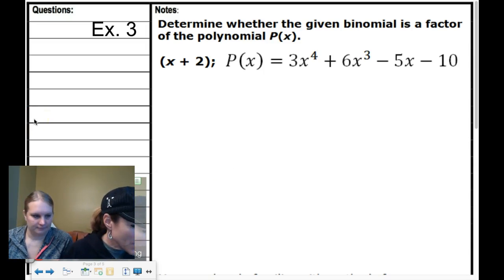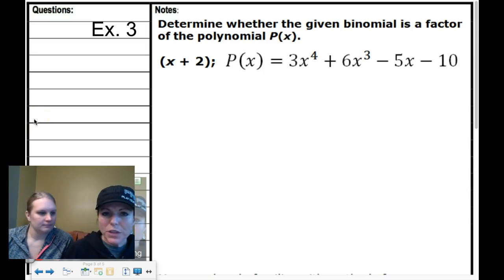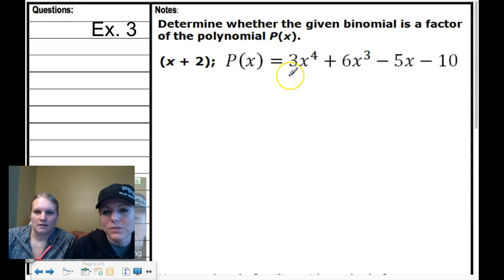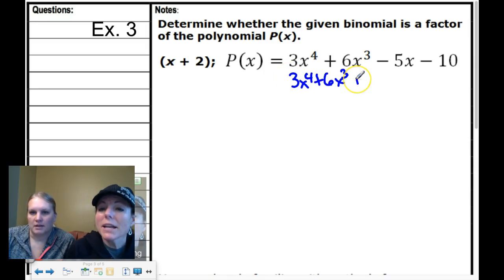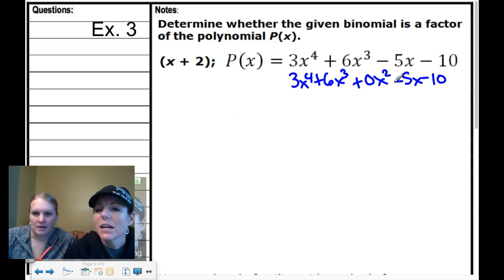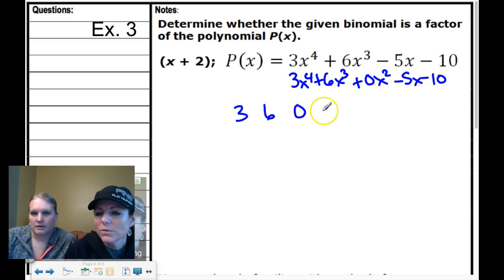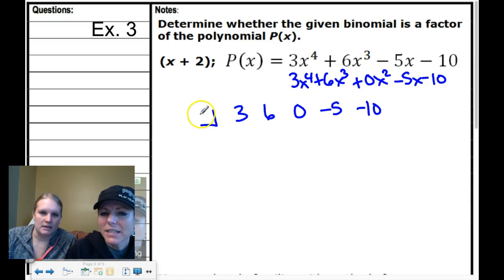Example 3. What do you think? Should we do this? Let's do it. Yeah, what the heck? We've had a lot of short videos. 3x to the 4th plus 6x cubed plus 0x squared minus 5x minus 10. All right, so we have 3, 6, 0, -5, and -10, and the upside down division sign is a -2.